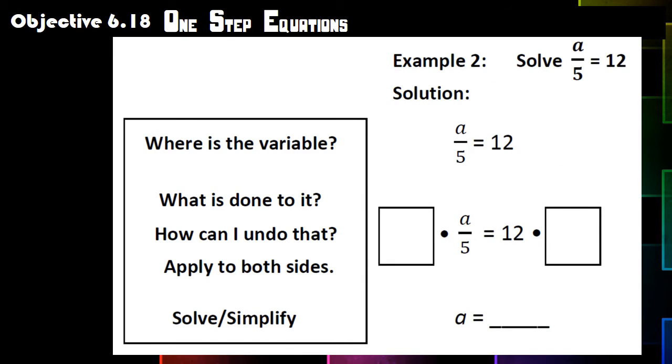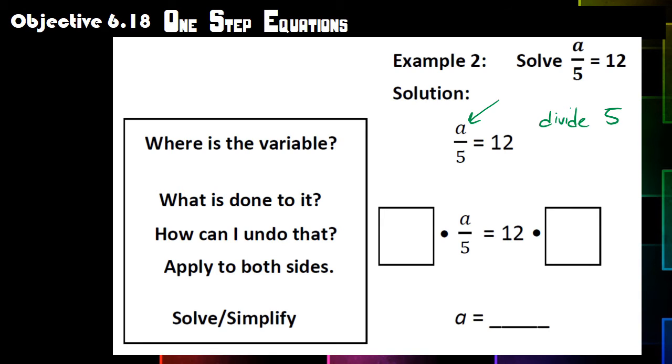So now we have example number 2. Example number 2 says solve for a divided by 5 is equal to 12. So we've got to identify where our variable is. We know that our variable is in the numerator here on the left-hand side. What's being done to this variable? It is dividing by 5.